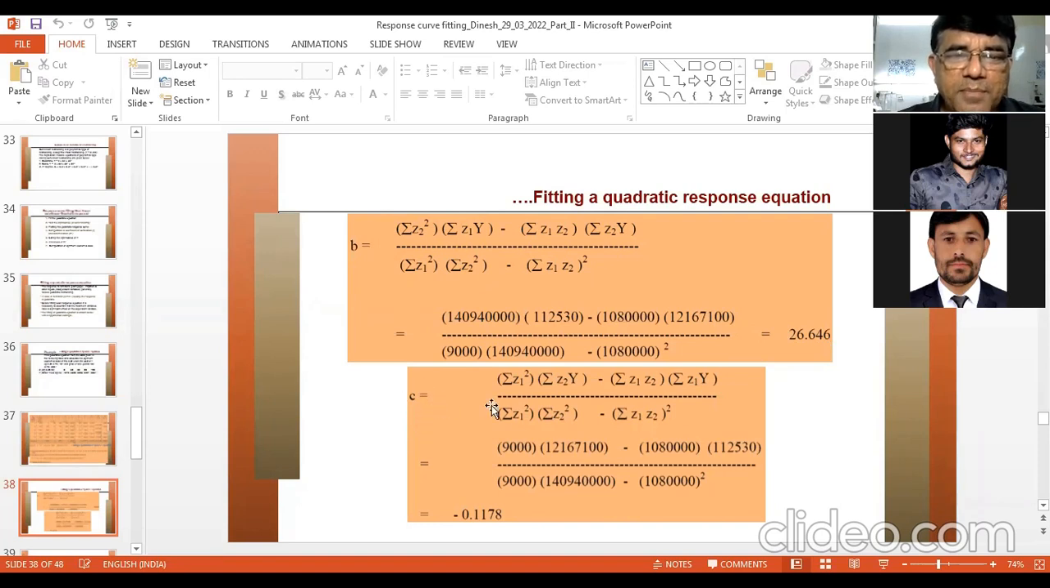Similarly, value of C can be calculated by this formula, and you get it in minus. Minus means some decline is happening. Your marginal return has become minus, or your coefficient has become minus. This is a regression coefficient C, which is in minus.